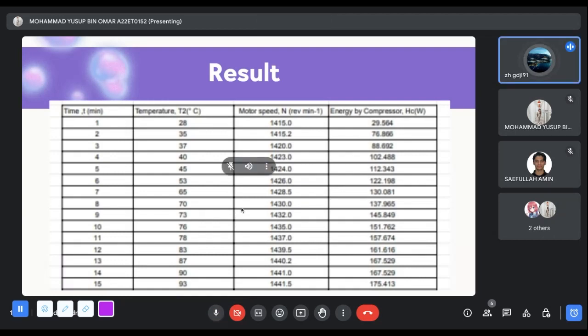So this is the result that we recorded, which is the time, the temperature T2, and then the motor speed. And lastly, we calculated the energy added by the compressor.